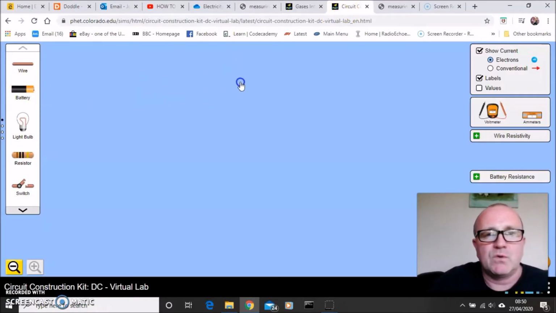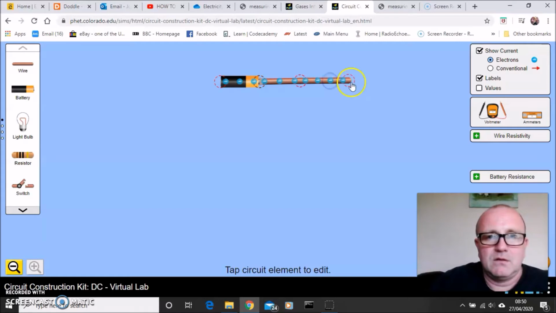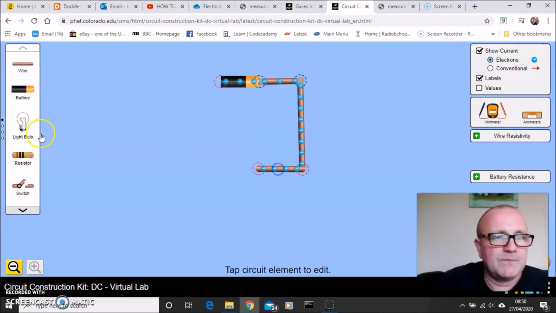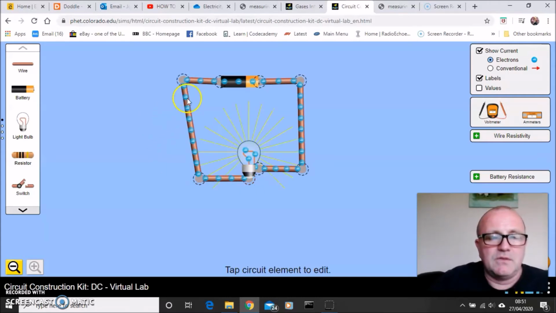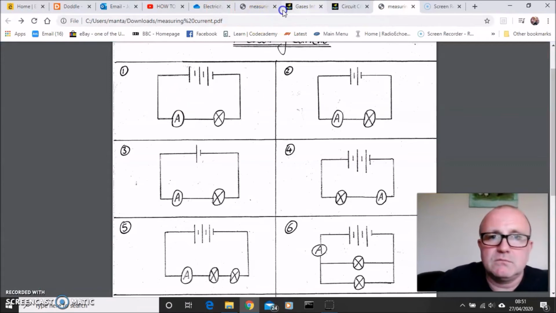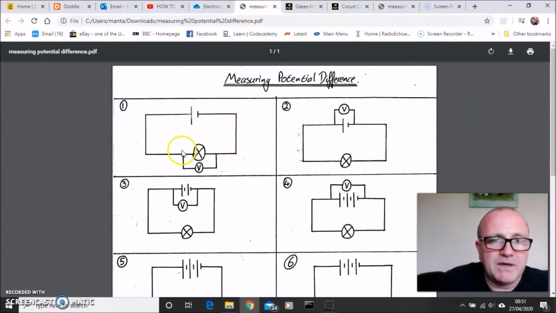This time we need one cell. Let's add some wires like this. The wire over here. Let's add our light bulb. In it goes. Wire over here. I'll stick our final wire in. And there's our basic circuit.